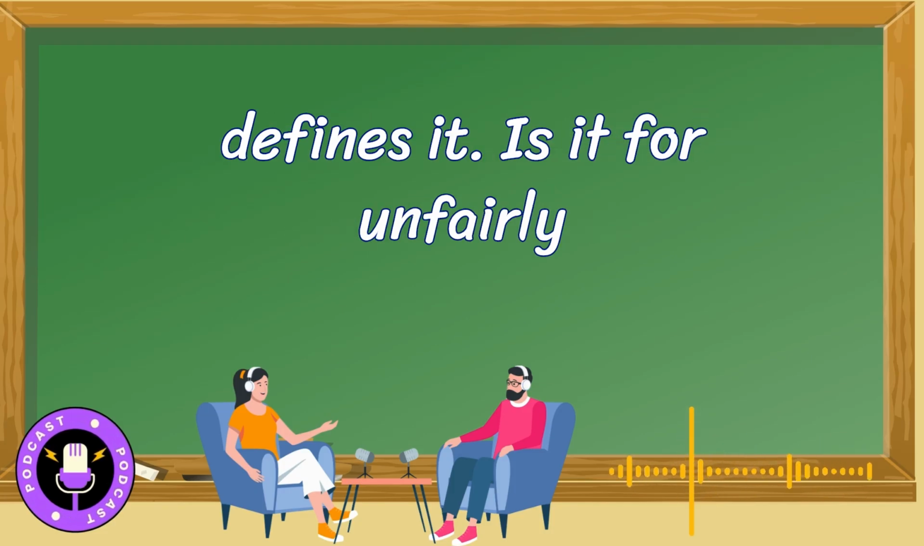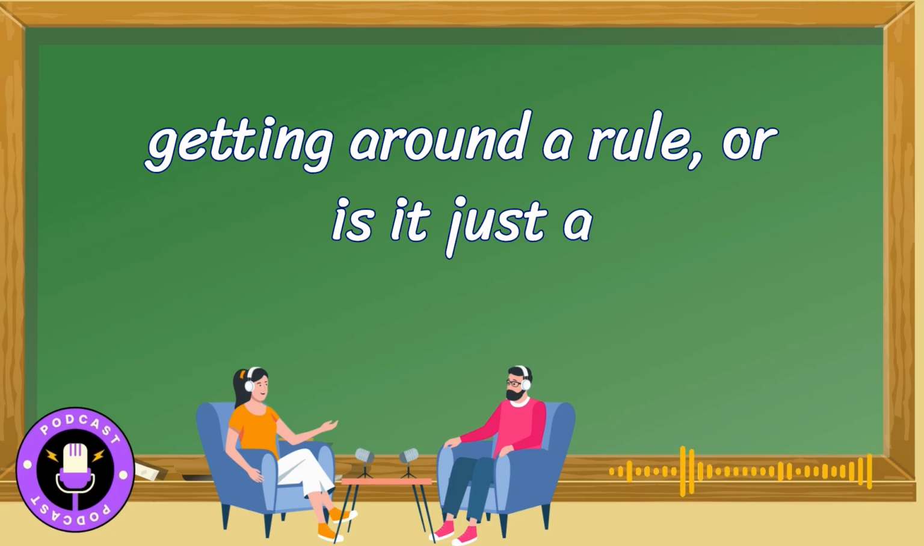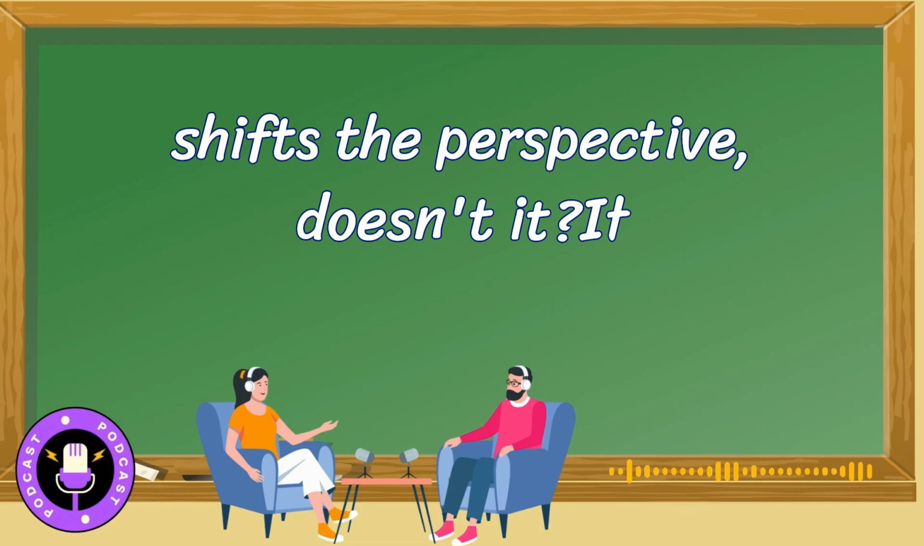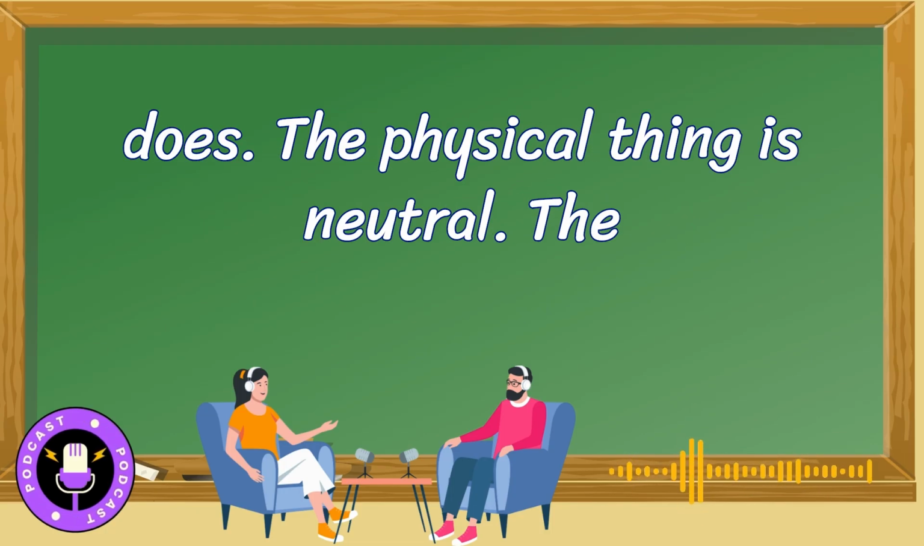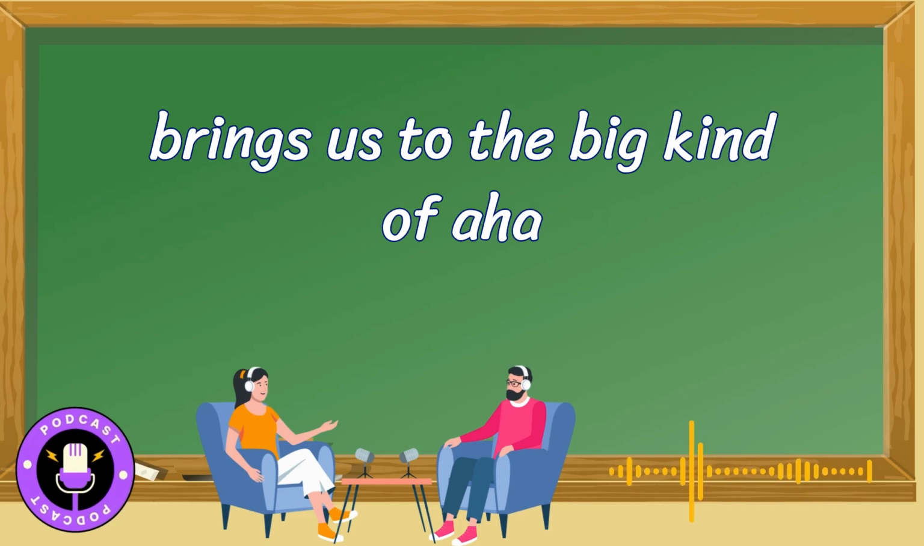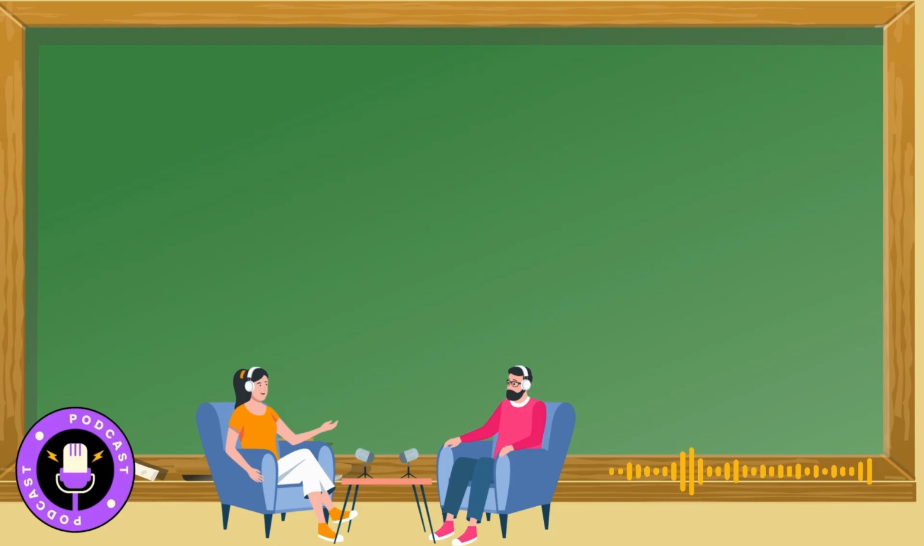That's what defines it. Is it for unfairly getting around a rule, or is it just a memory aid for efficiency? That totally shifts the perspective, doesn't it? It does. The physical thing is neutral. The meaning comes from how we use it. Which brings us to the big aha moment.